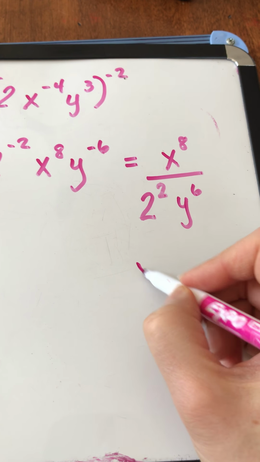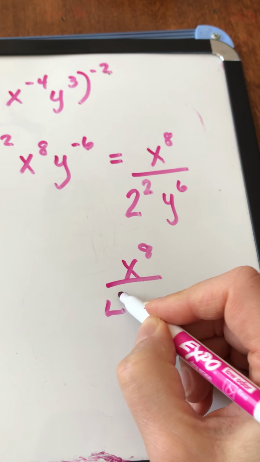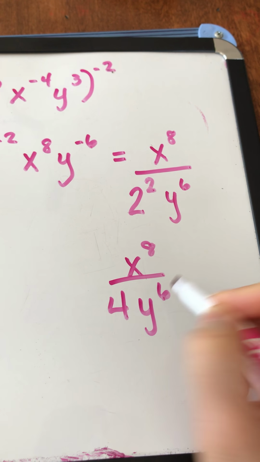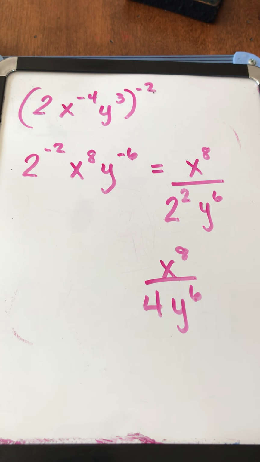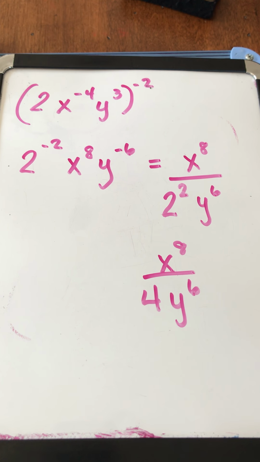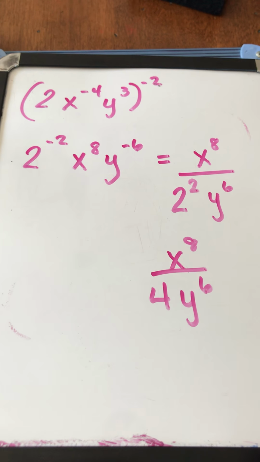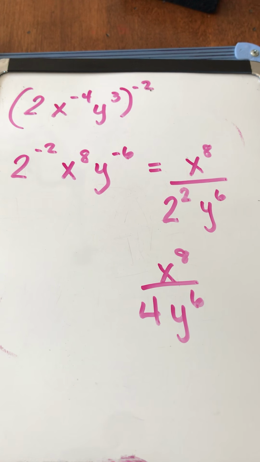And I could just simplify 2 squared. So I have x to the 8th staying in the numerator, 2 squared is 4, and then y to the 6th. That's as simplified as we can get. Okay? I'll try one more with you, and we'll see how you guys can do.